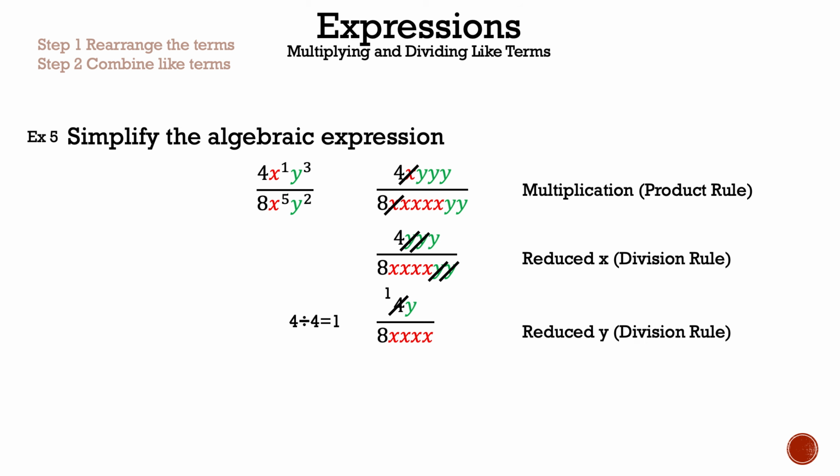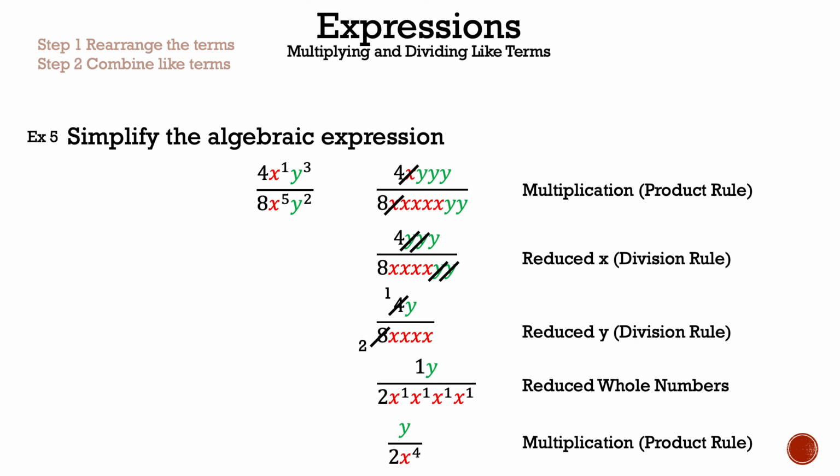So 4 divided by 4 is 1. And now we can do 8 divided by 4, which is 2. And now we have 1y all over 2 x, x, x, x. And we can rewrite that with the hidden exponents just to see what's happening. And now we can add the exponents. So our final answer is going to be y over 2 x to the power of 4.